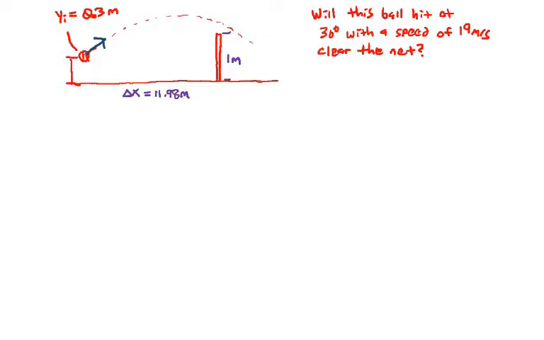Okay, so let's go ahead and try this one. Let's say we have a tennis ball that's hit at an angle of 30 degrees with a speed of 19 meters per second. The question is, will this ball clear the net? The initial height of the ball is 0.3 meters. Then the displacement from the ball to the net is 11.89 meters. So go ahead and pause the clip and work out the x and y and see if you can figure out if this ball will clear the net or not.